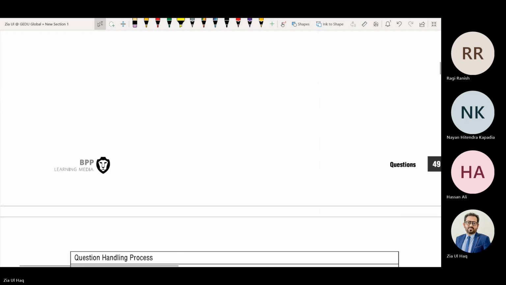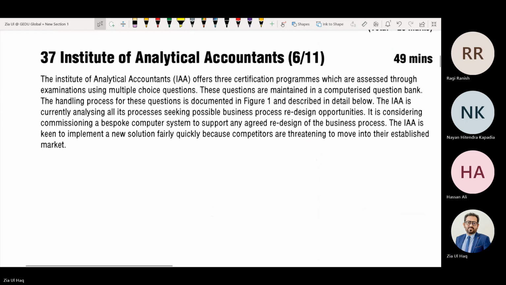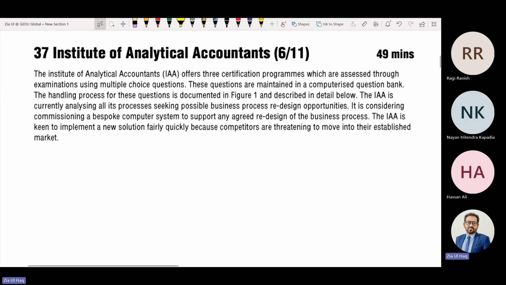So let's read the scenario. The Institute of Analytical Accountant, IAA, offers 3 certification programs, which are assessed through examination using MCQs. So they are offering 3 certification programs. Like ACCA, they are offering 3 certification programs: ACCA, FIA, Diploma in IFRS. Is that? So these questions are maintained in a computerized question bank.